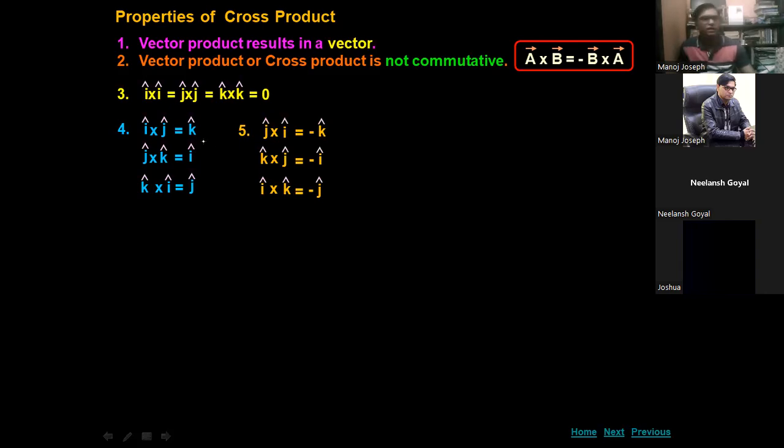Or if you take the other direction, if you keep vector j first and then cross vector I, here it will be negative, applying this non-commutative property. Similarly, for the rest of the terms, j cross I is equal to negative k cap, k cap cross j cap is equal to negative I cap, and I cap cross k cap is equal to negative j cap.